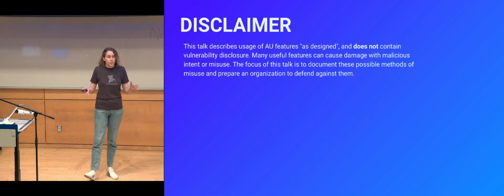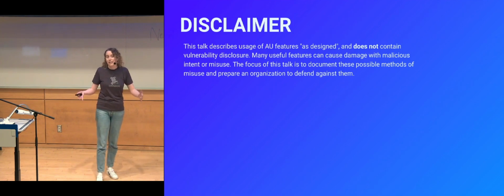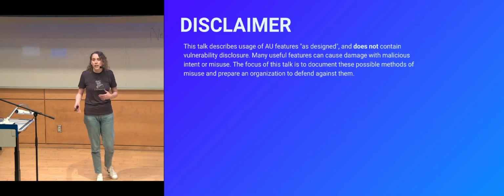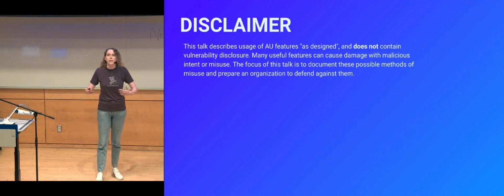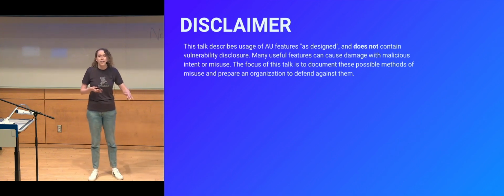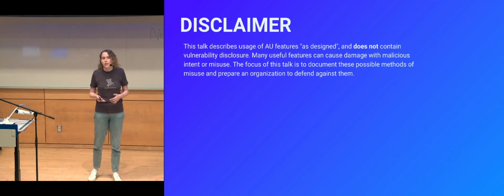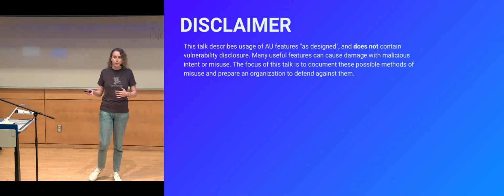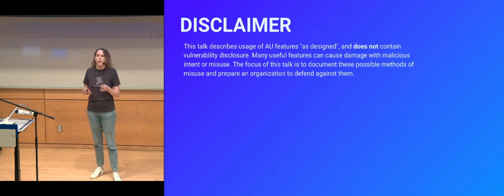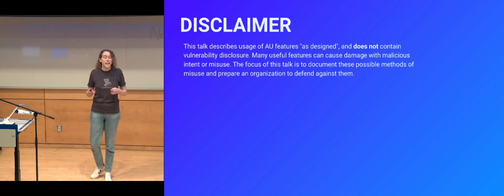Just as a disclaimer, this is a talk about using AU features as designed. It doesn't contain any vulnerability. It's just that as we get more features to handle our environments, our identity tools, things like that, attackers get access to those too. And in this kind of situation where somebody already has access to your environment, there's going to be a lot of fancy knobs and bells and switches that they can use in order to stay in an environment, which is getting more common.